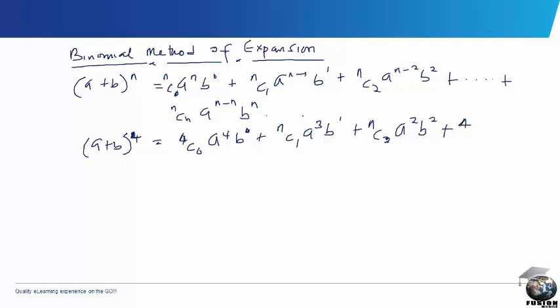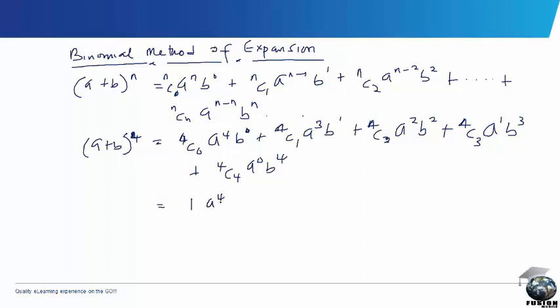I'm changing all my n's to 4. Alright, and then 4 combination 3, and a is raised to the power 1, and b is raised to the power 3, and then plus 4 combination 4, and then a is raised to the power 0, n minus n, 4 minus 4, and then b is raised to the power 4. Wow. And so we have 4 combination 0 to be equal to 1. I'll show you how that is obtained.